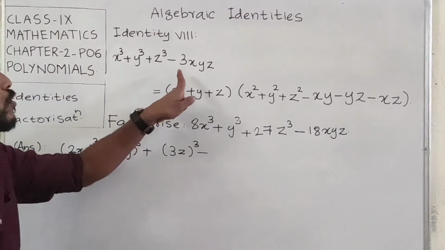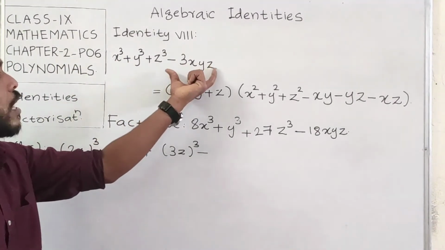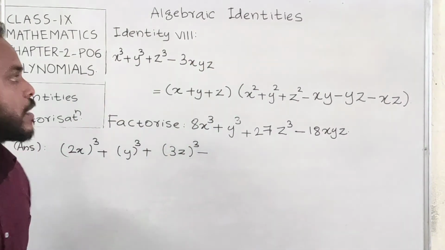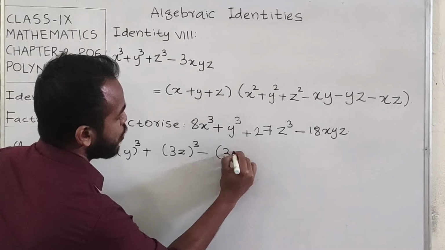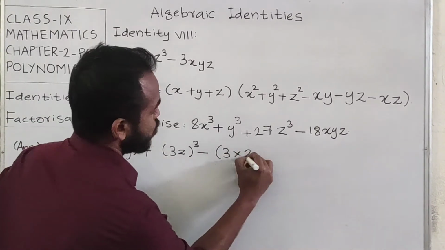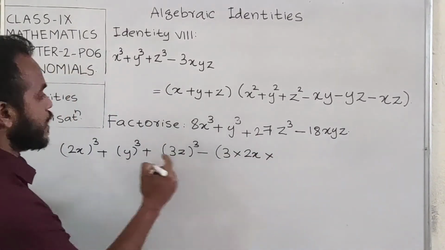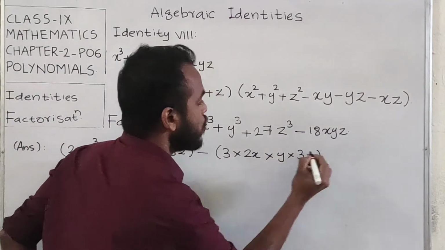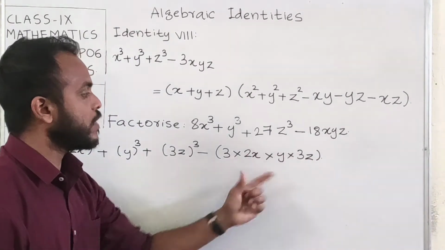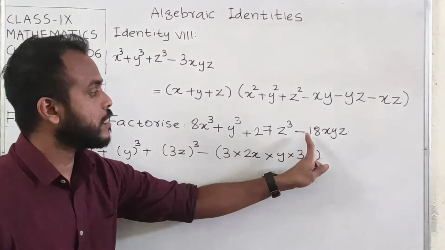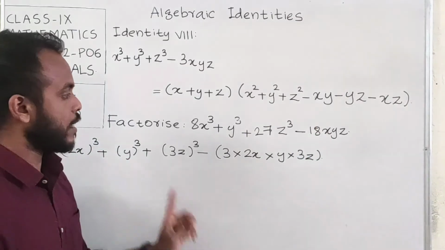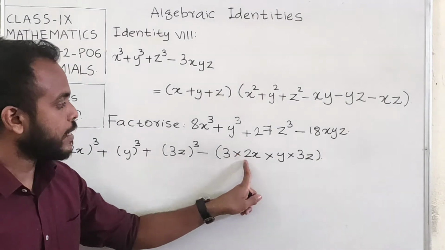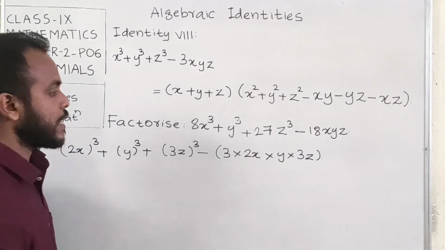Minus, and how should this term be? It should be 3 into first term into second term into third term. Let's try. 3 into first term. Who is the first term? 2x into who is second term? y into the third term is 3z. Now we should verify that the product of this should be nothing but 18xyz. Let's try. 3 into 2 is 6. 6 into 3 is 18xyz. So our condition is satisfied.